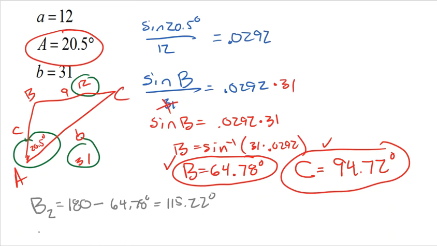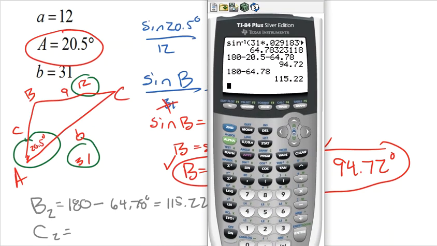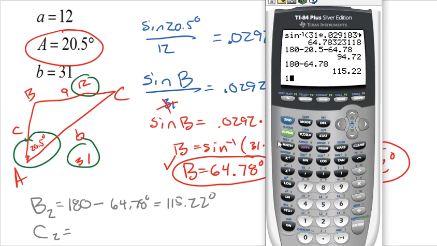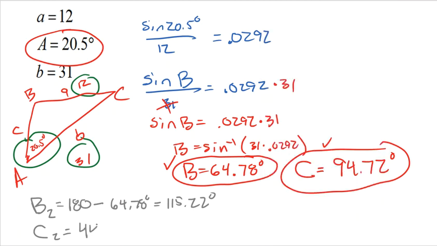Okay, so if B is 115.22 degrees, what would the second option for angle C be? Well, once again, I'm going to go to my calculator. I'm going to take 180 degrees, subtract the 20.5 from angle A, and subtract the 115.22 from angle B. And this time, I do get a possibility for the second option. So it'd be 44.28 degrees. So there's actually two possible triangles, and maybe drawing this could actually help.